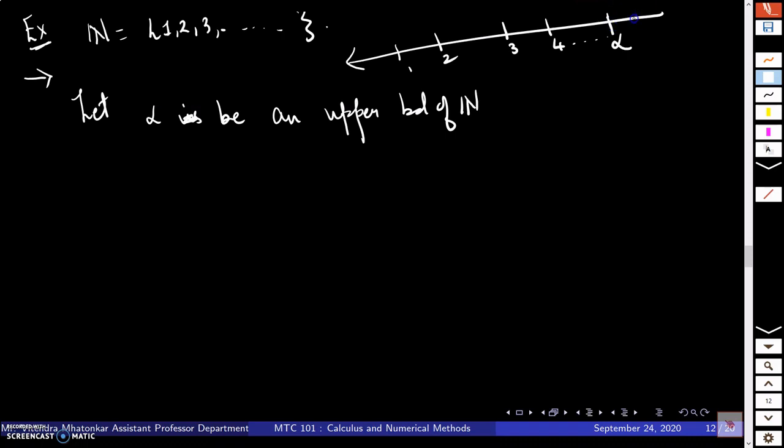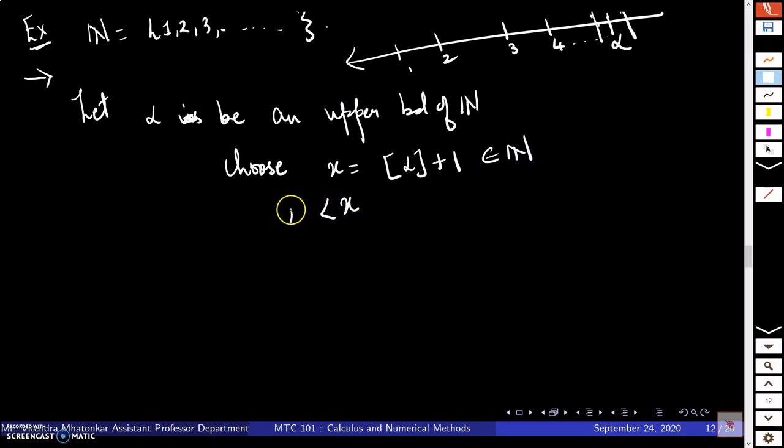If alpha is a natural number, then you pick up alpha plus 1. Even if alpha is not a natural number and it is lying between two natural numbers this way, you take the greatest integer function of alpha, so you'll be here, and then you add 1 to it. So you can pick up the point x as the greatest integer value of alpha plus 1. This will definitely be a natural number, and this x will be bigger than alpha, right? So that's not possible. That's a contradiction.